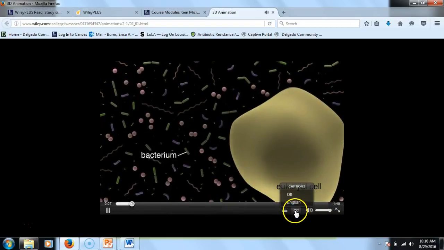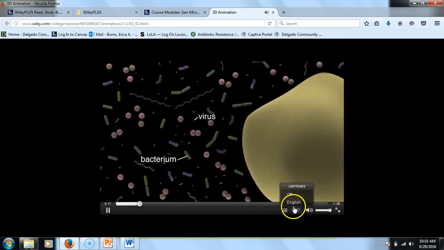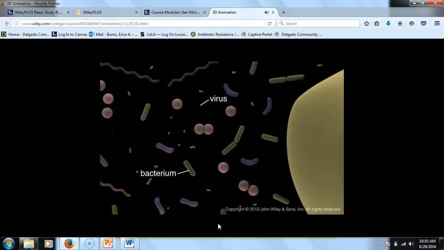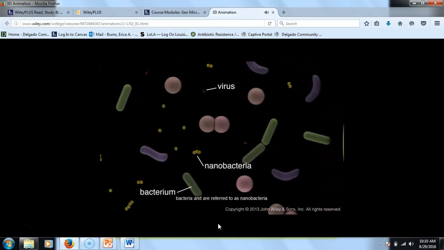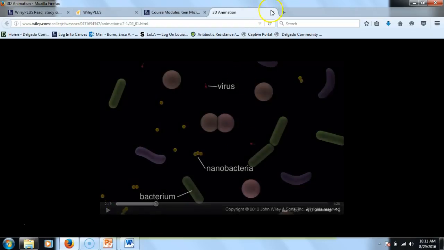Some bacteria are extremely small compared to other bacteria, and they're referred to as nanobacteria. Bacteria are smaller than eukaryote cells, but significantly larger than most viruses.